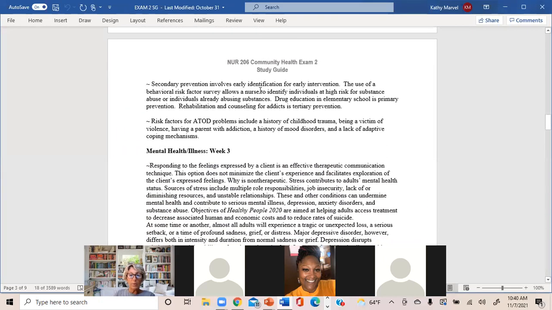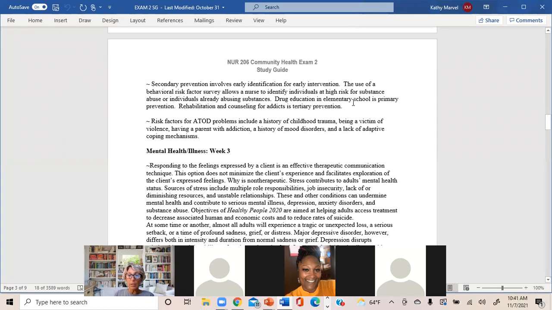Okay, and then you can read here about secondary. What is secondary prevention? Early identification, early intervention, right? And it talks about maybe doing a behavioral risk survey to identify individuals at high risk for substance abuse. We do this in the high school setting, right? To try and identify these kids early who may be dabbling or maybe at risk.